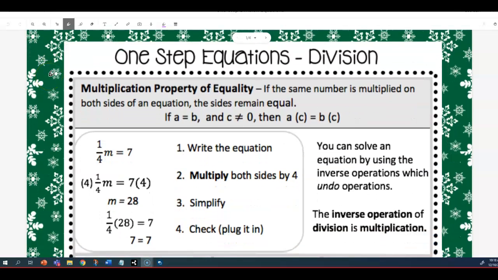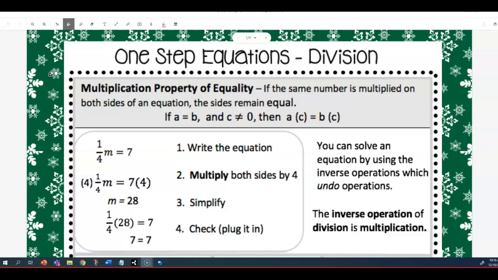So today we are going to solve one-step equations involving division. And they show division in algebra by using fractions. If I look at this fraction, for example, 1 over 4, that means 1 divided by 4. Just like with adding, subtracting, and multiplying that we worked on this week, what you do to one side, you have to do to the other to keep it balanced.